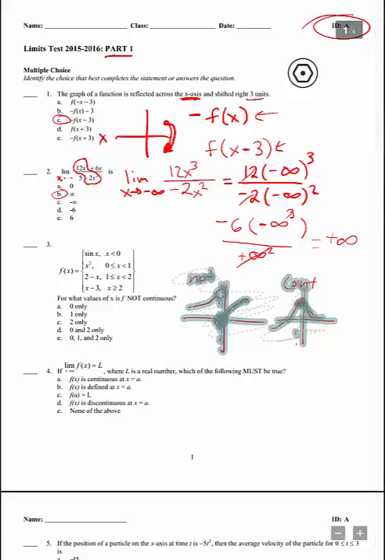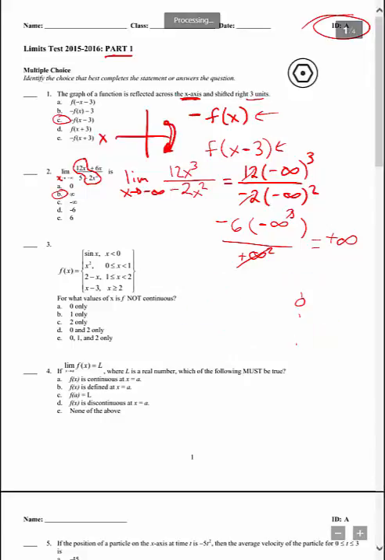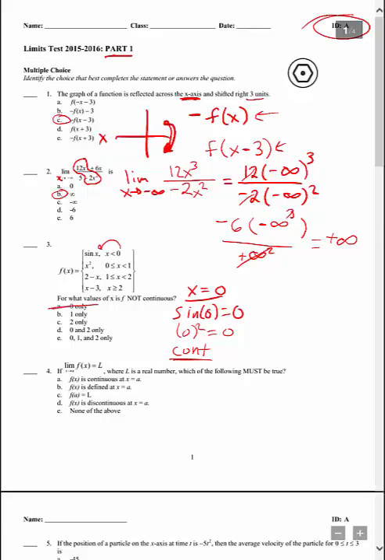So I'm going to plug in my x. Let's check 0 first. At x equals 0, sine of 0 is equal to 0. A lot of people thought it was equal to 1, but sine of 0 is 0. And then 0 squared is equal to 0. Those y values are the same, so it is continuous here. That means any answers that have a 0 in them, we can cross out. So now we're down to just 2 answers.